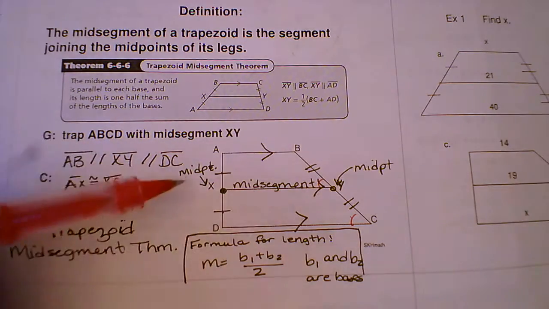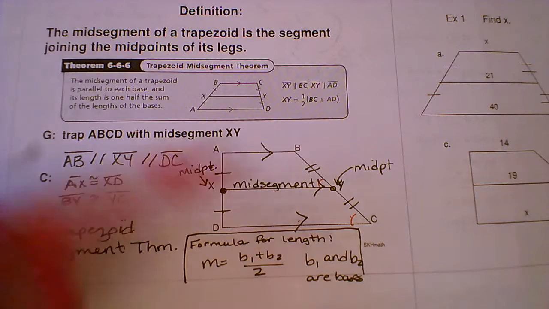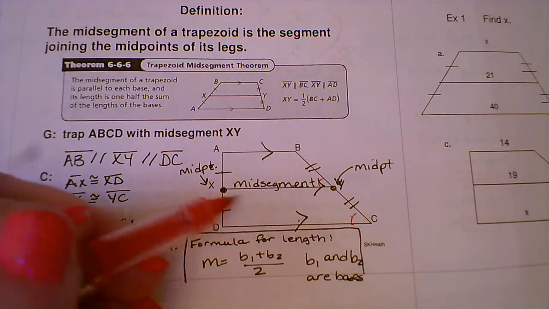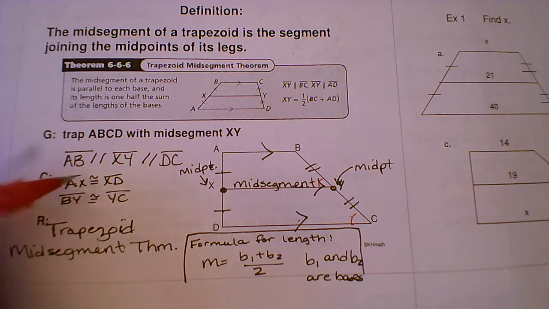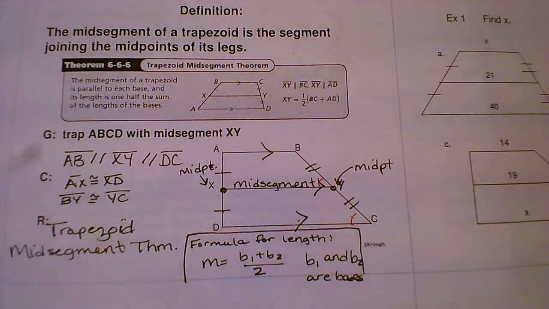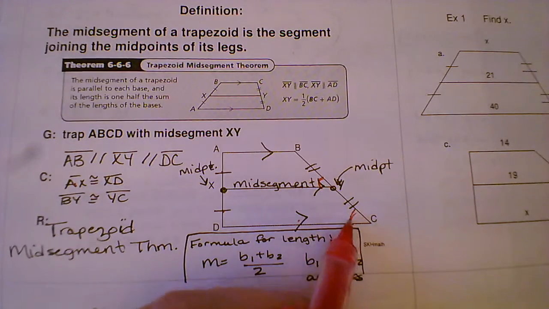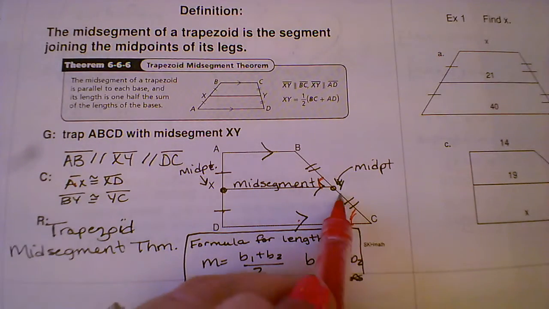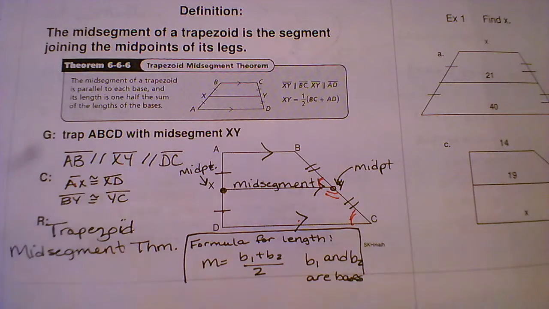Another property of a midsegment is that it's parallel to both the bases. So XY is parallel to both AB and DC. We could prove that by doing corresponding angles and also same side interior angles. We could prove it. I won't go through the big long proof with you guys.